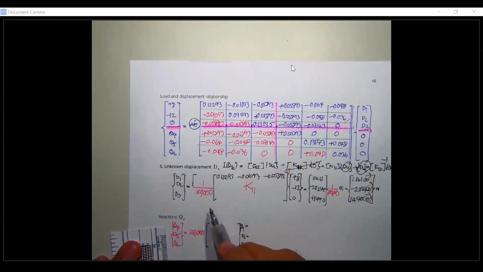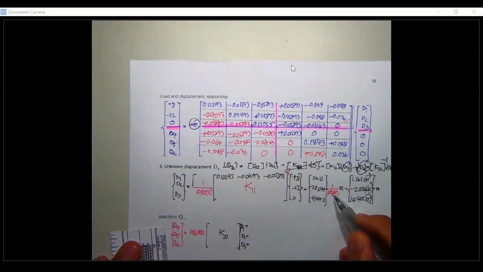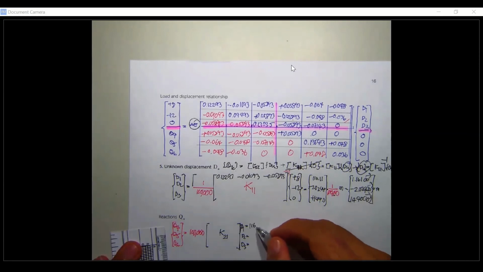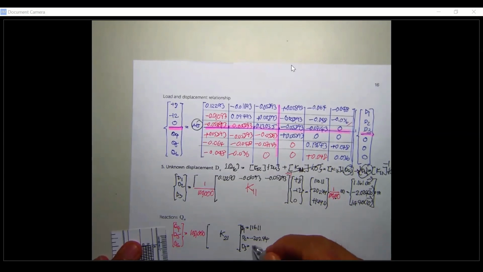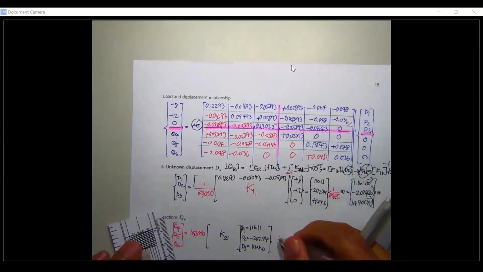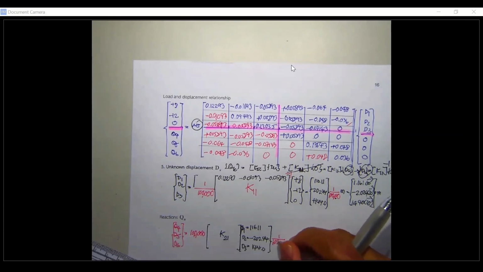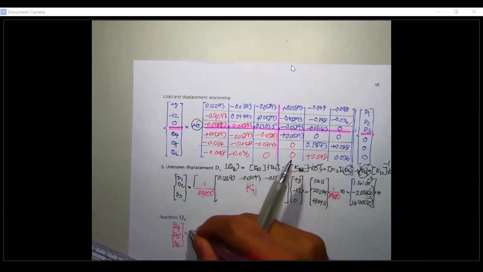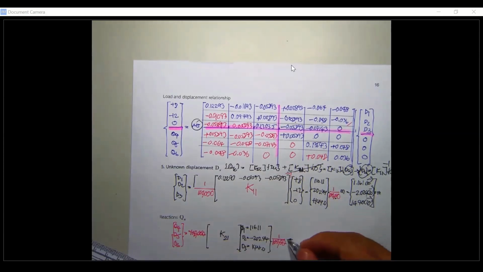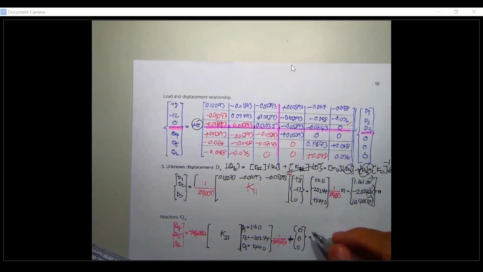Since you do this, it's going to be easier to copy this one: 116.11 minus 202.44, and this is 144.0, and they are 1 over 10 to the minus 3. The 100,000 over here can be cut. And the other plus, actually this one times this one is going to be 0, 0, 0. And then you will get your reaction, and just go further.